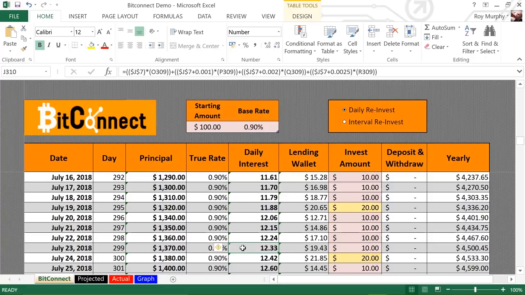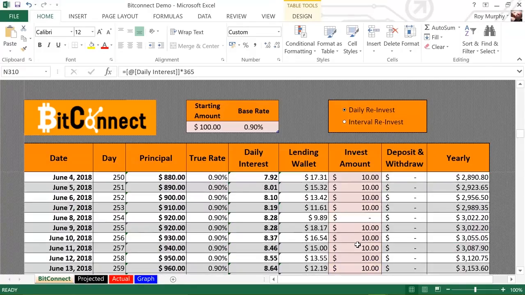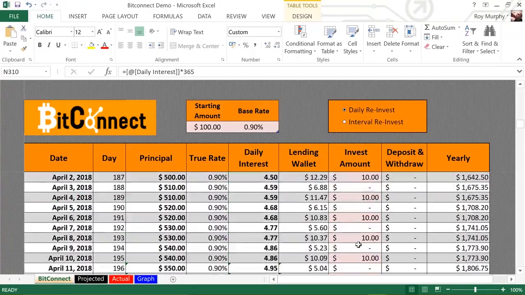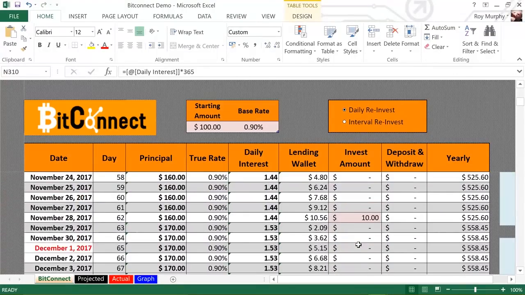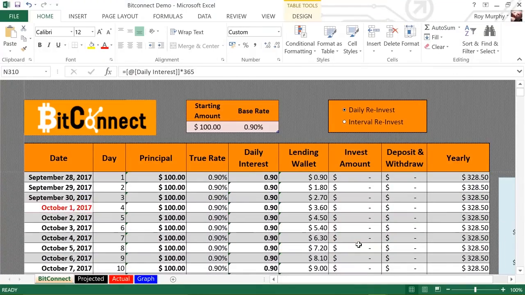Now the rate can go up, the rate can go down, but we know the average over the last year has been above 0.9%, so I'm erring on the side of caution. If, however, you don't do any reinvests after that day and you take your interest, you will be earning $4,500 per year.